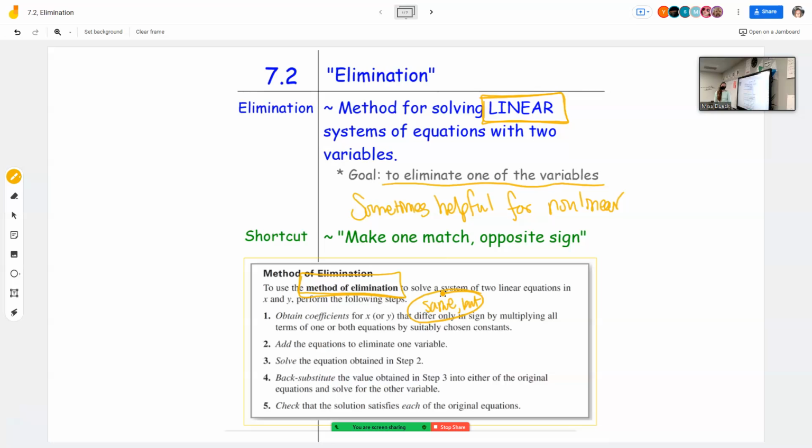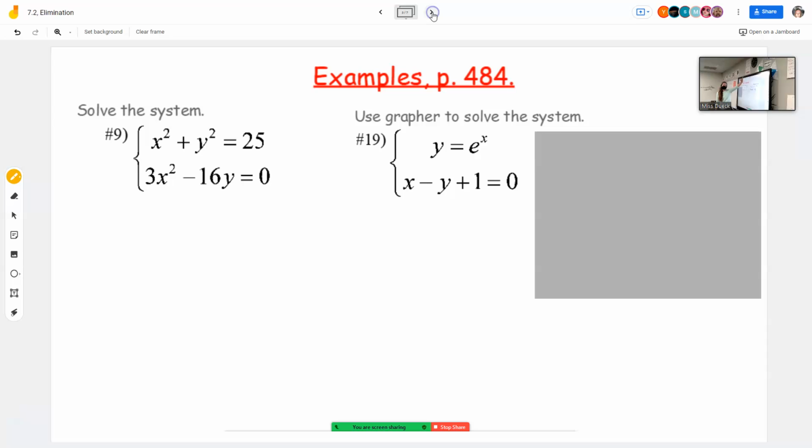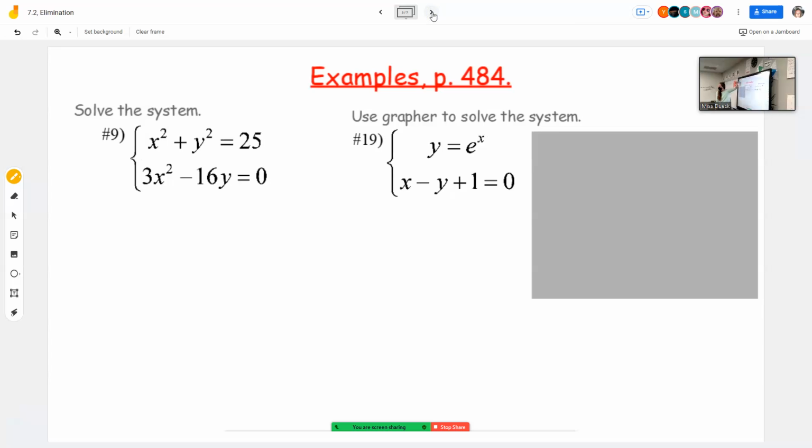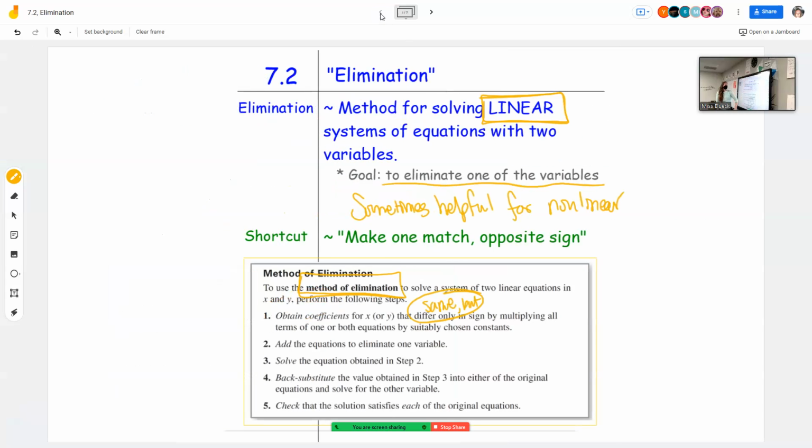And they would have to be like terms. So for linear systems, x or y. For nonlinear systems, maybe x squareds or y squareds. Maybe e to the x's or y's. I don't know. Like terms that are the same but opposite. Step number 2, what's the key? Add the equations. Add to eliminate.